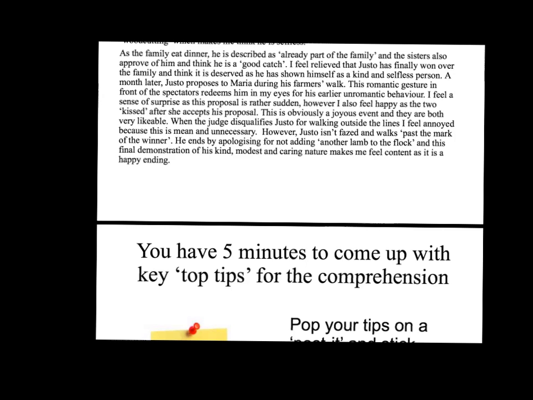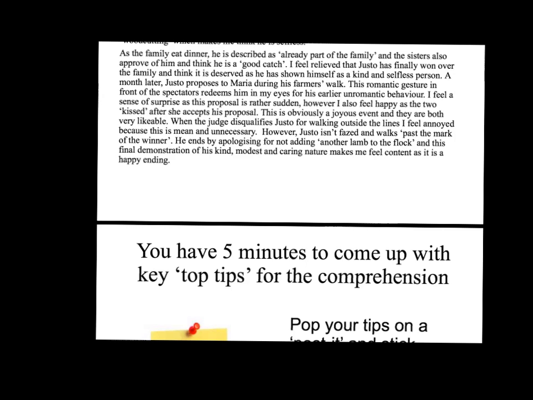So you kind of feel sorry for Justo because of his awkwardness when he first meets Maria's family. This romantic gesture in front of the spectators redeems him in my eyes for his earlier unromantic behaviour, and this is really picking up on the change that we talked about on the previous slide. I feel a sense of surprise as this proposal is rather sudden. However, I also feel happy as the two kissed after she accepts his proposal. This is obviously a joyous event, and they are both very likeable.